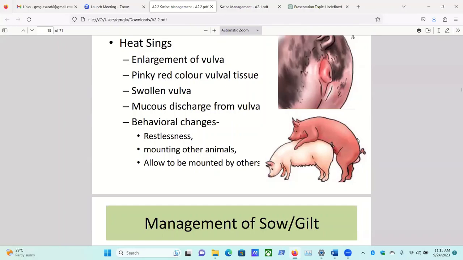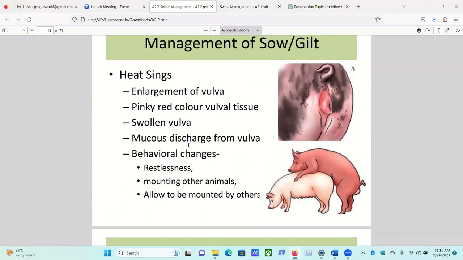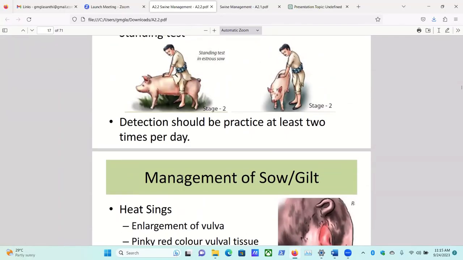And we can see some behavioral changes in the animal. The animal will be nervous, and she will mount other animals and allow herself to be mounted like this. Normally she doesn't let others mount her, but when in heat she allows it. So those are the heat signs you can use to detect the heat.